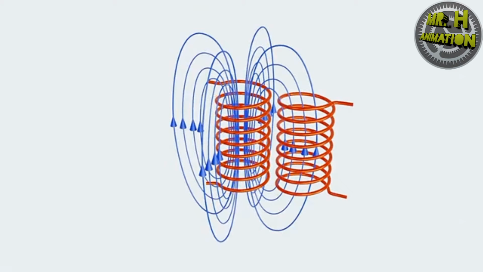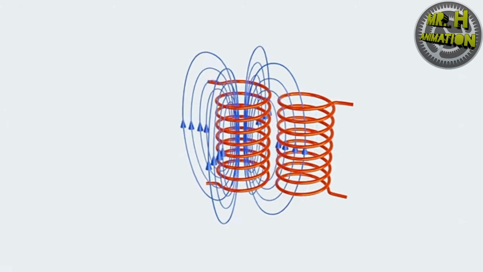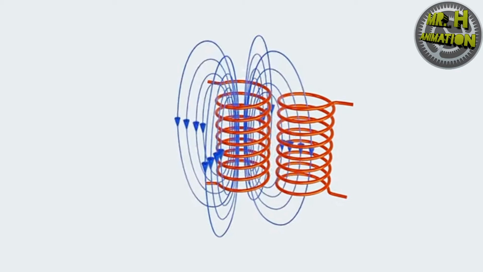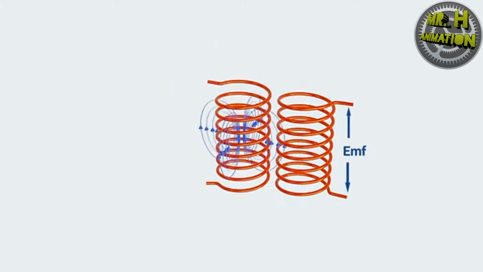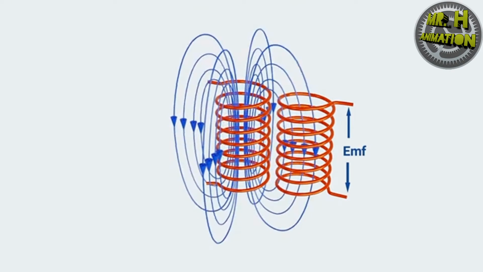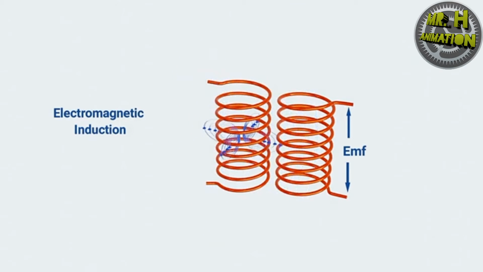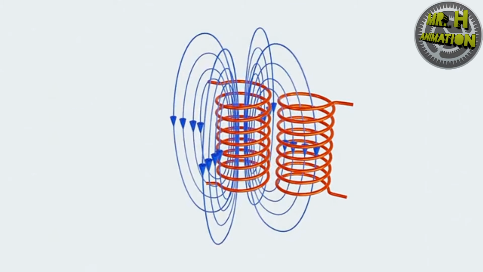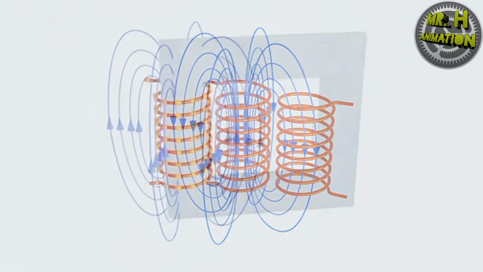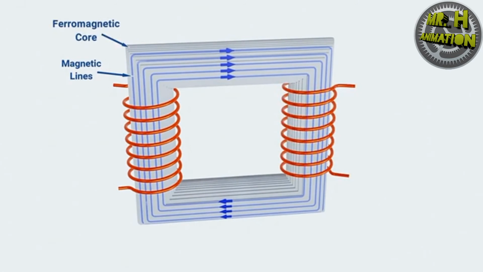If we introduce another coil near the first coil, the changing magnetic field from one coil produces electromotive force across the other coil. This creation of EMF in a conductor inside a changing magnetic field is known as electromagnetic induction. We can see that only few magnetic lines are linked with the coil and the rest are wasted. To concentrate all the magnetic lines, a ferromagnetic core is used in between the coils.